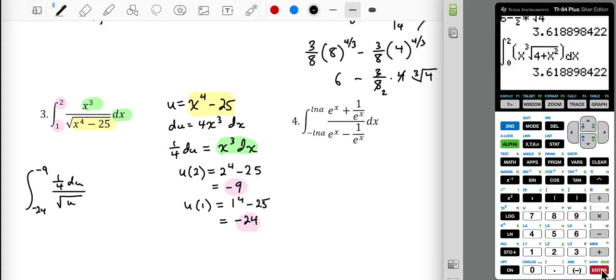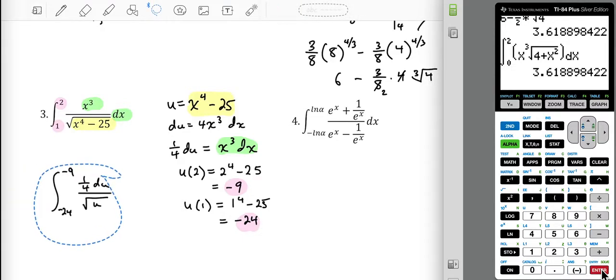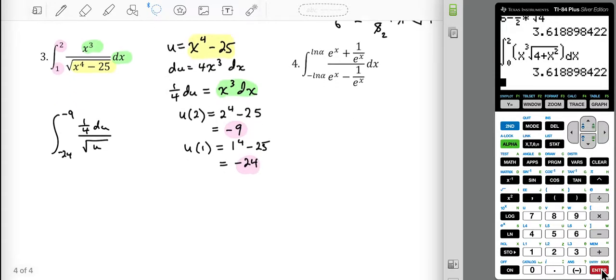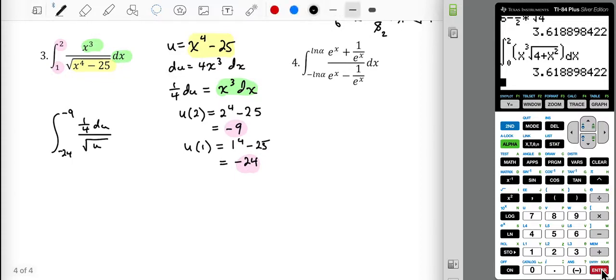Now there is a school of thought that says maybe we should try to transform our expression so we can make our bounds a little nicer. If you're working with an expression that's going from negative 24 to negative 9, is there a universe where if we shift it over 24 units, we end up with cleaner bounds? Well, let's take the antiderivative first and see if that line of thinking is even necessary.